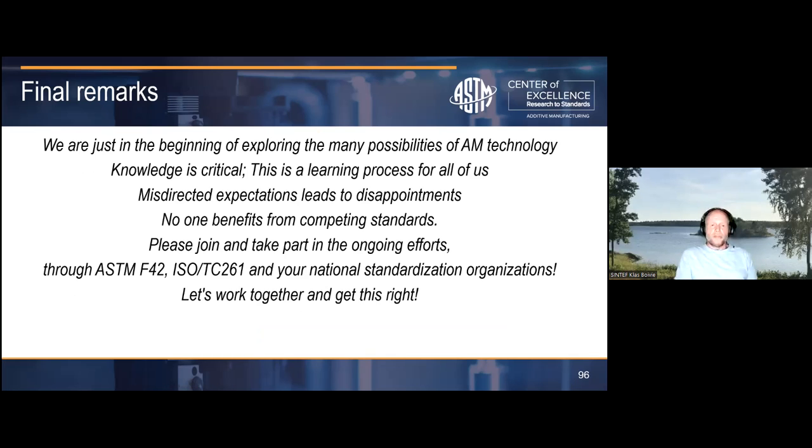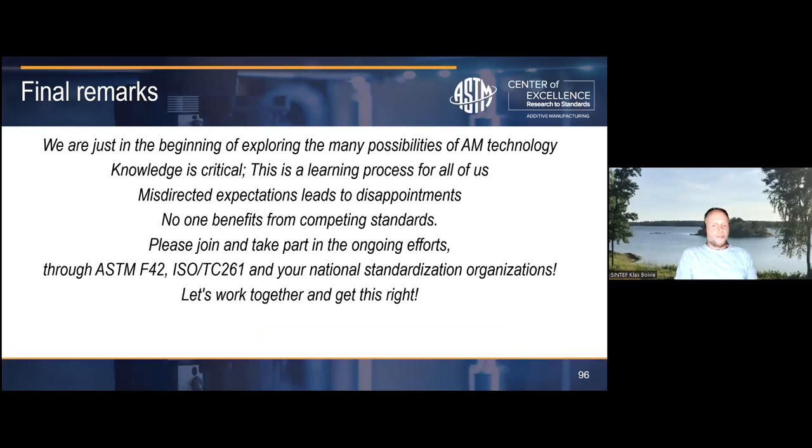We are just in the beginning of exploring the many possibilities of AM technology. I will not see the end of it in my lifetime, and I doubt that any of you will. I certainly wish you all a long and happy life, but I cannot guarantee that you will see the end of additive manufacturing development as long as you live.